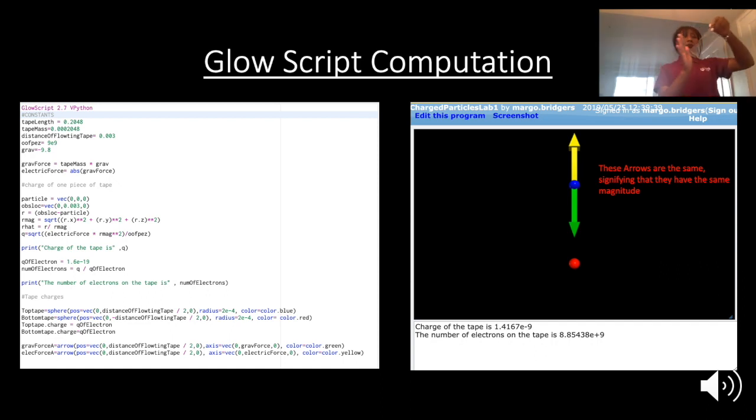We have two arrows, one facing up for the electric force and one facing down for the gravitational force. You can see that both of these arrows are the same in length, and this represents that they both have the same magnitude. And at the bottom, it prints the charge of the tape and the number of electrons that are on the tape.